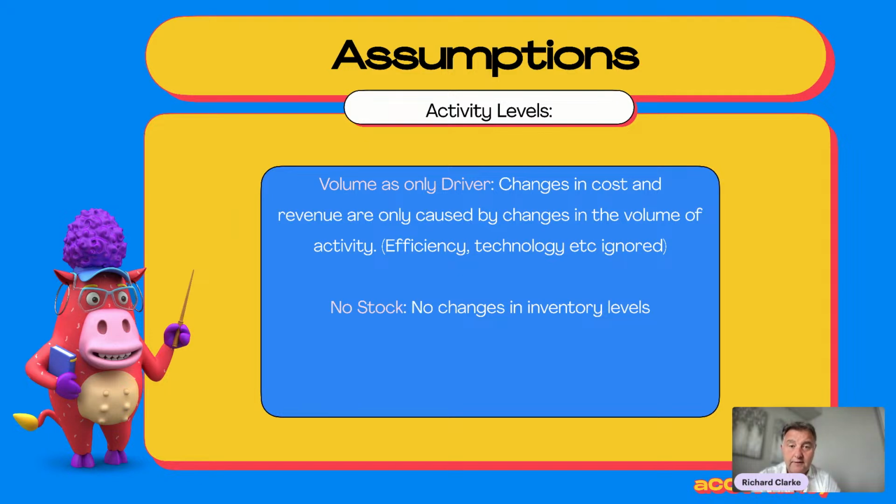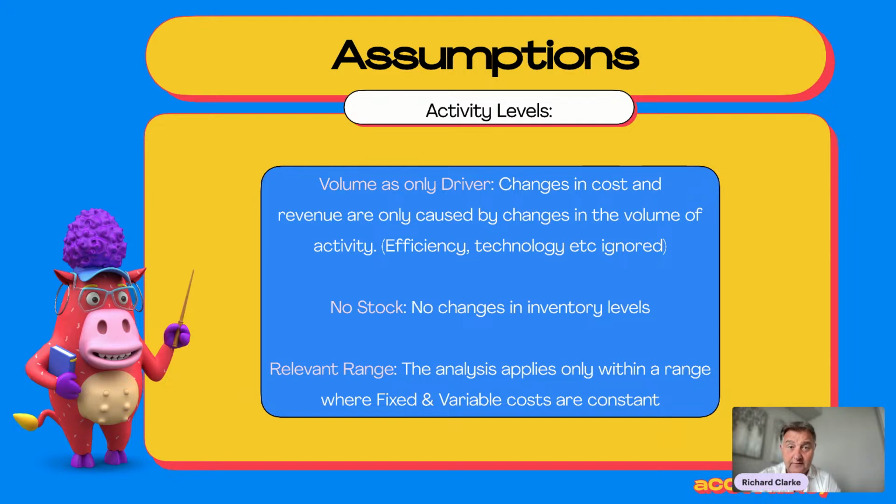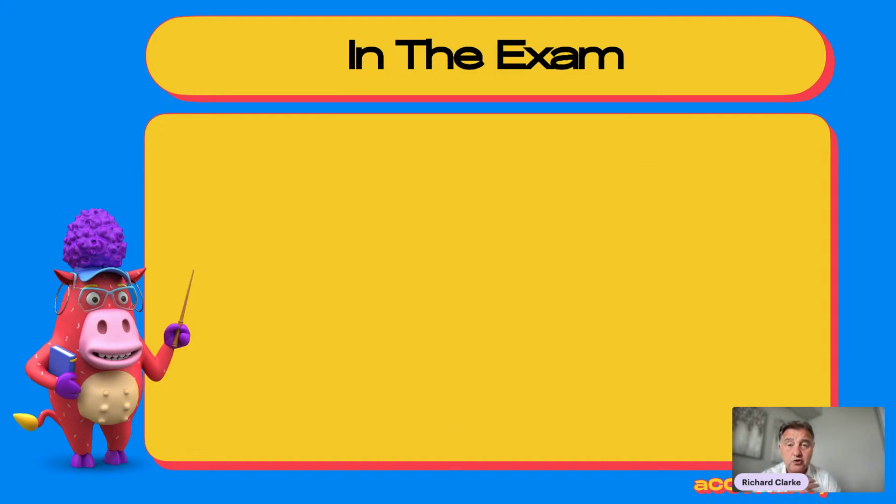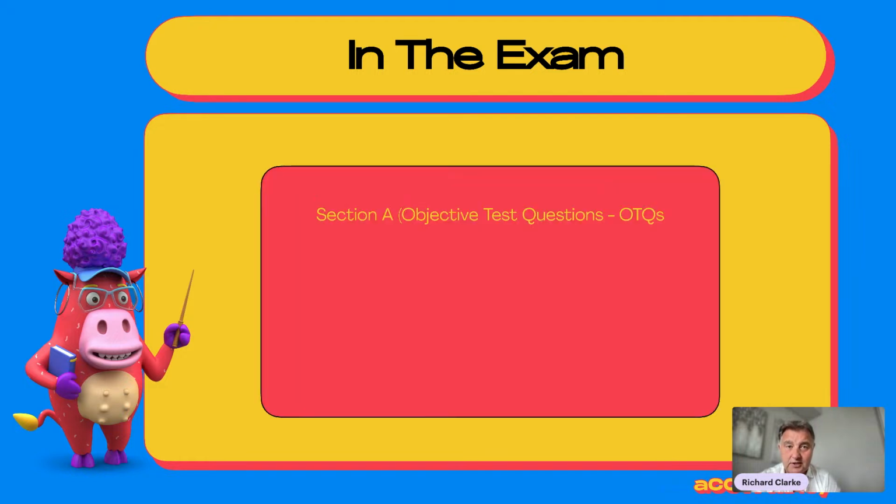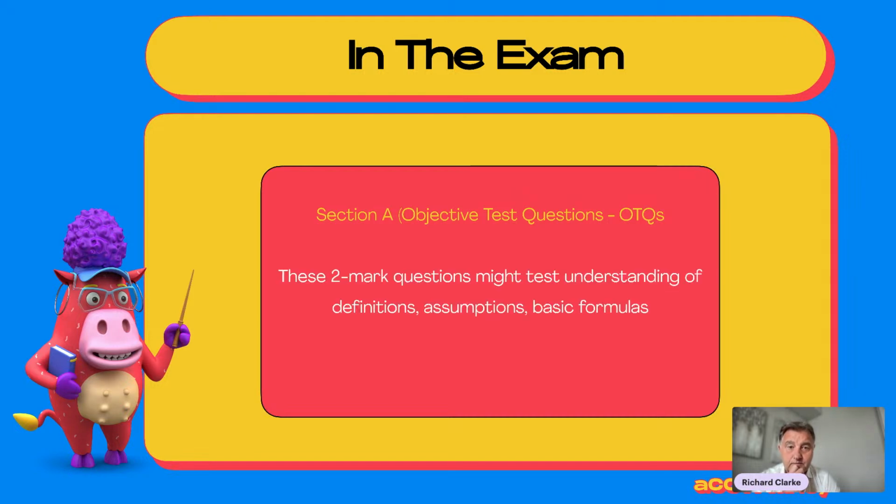Another thing to be aware of is that we don't take into account any changes in inventory levels, so don't start talking about financial accounting, and that this analysis only applies within the range of when fixed and variable costs do actually stay the same. All of these things, by the way, don't just repeat in the exam, only just talk about it if it's in the scenario. So in the exam, you're going to get section A, OTQs.